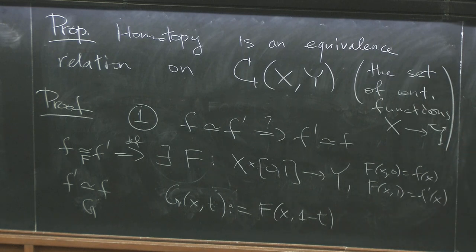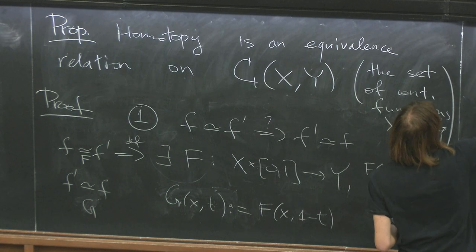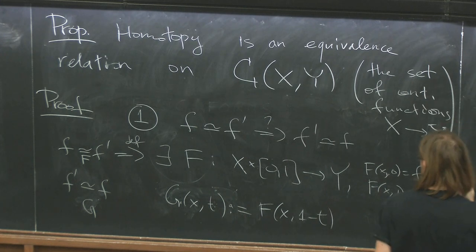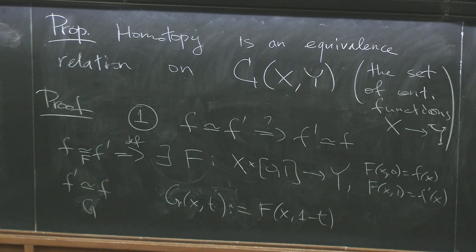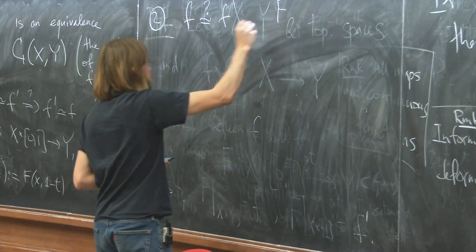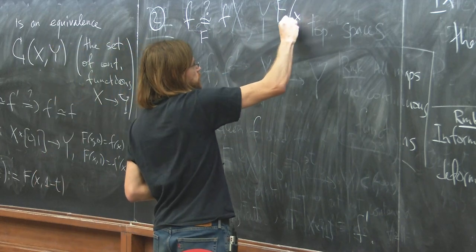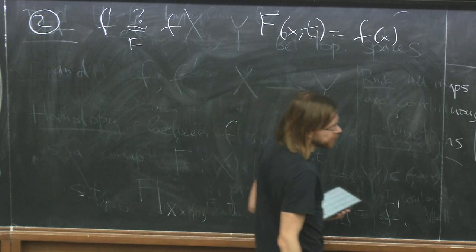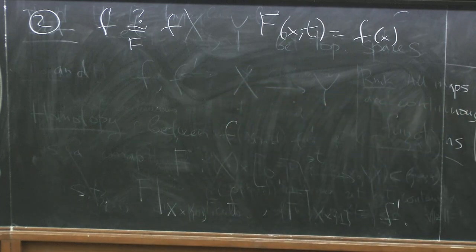Another axiom, if you remember, is that you have to check that an element is always equivalent to itself. We need to check that any function is homotopic to itself. If, again, f is just some continuous function from X to Y, then they are homotopic, of course, and one can just use the homotopy which is independent of t. So for any value of t it is just equal to f of x. Is there some question? No.